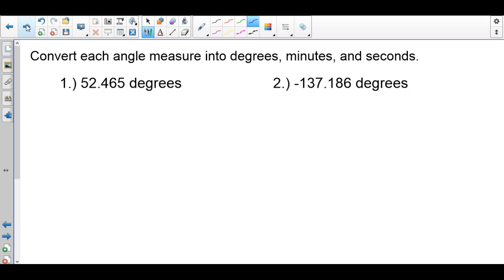Alright, and now we're going to go on to some of these conversions between a decimal form of an angle measure, and we're going to convert it into what's called degrees, minutes, and seconds. How this works is just like how 60 seconds make up a minute and 60 minutes make up an hour. We're going to use that same kind of logic to rewrite this decimal part. So what you do is you keep the whole number part as 52 degrees.